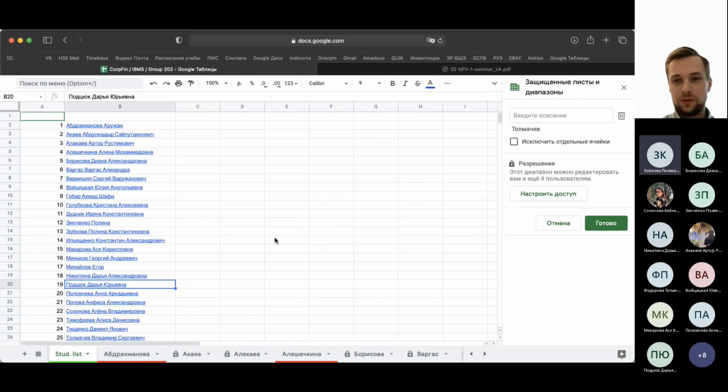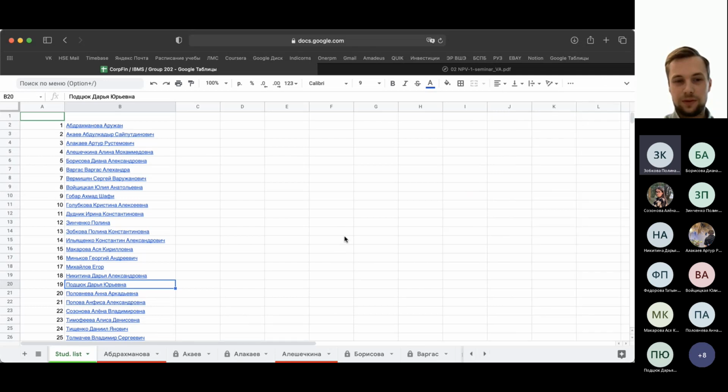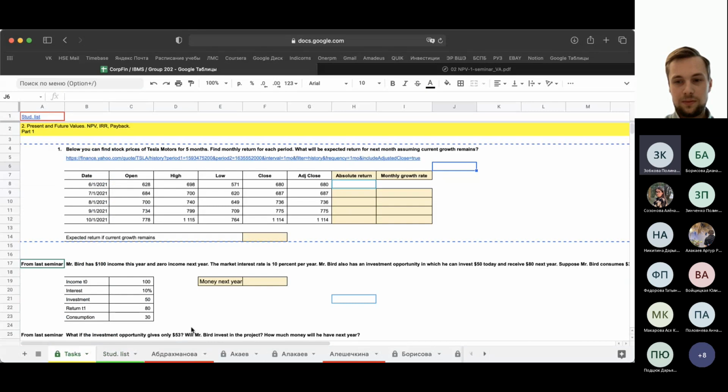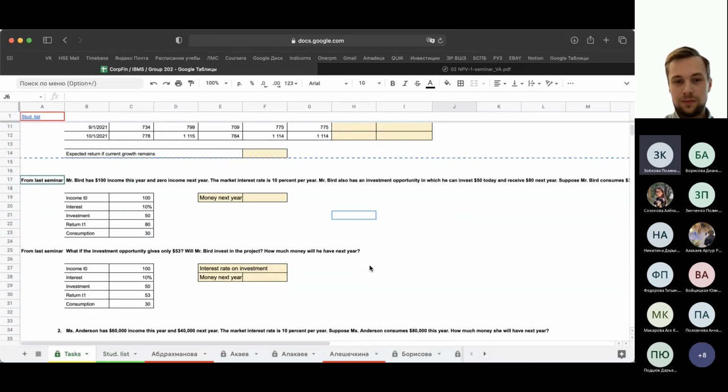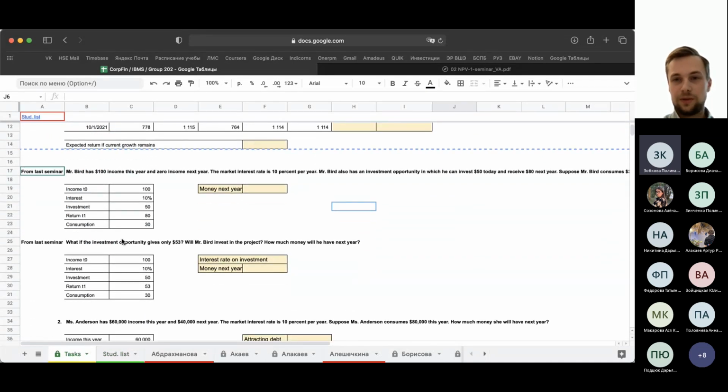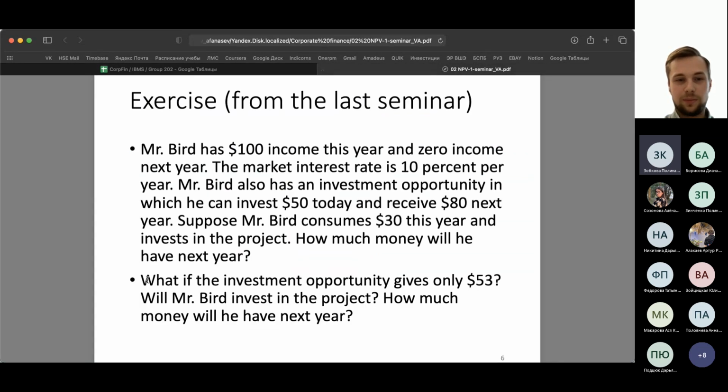Well, has someone solved it at home? The second part of the task, which was given at home: what if the investment opportunity gives only $53? Will this guy invest in the project, and how much money will he have next year?